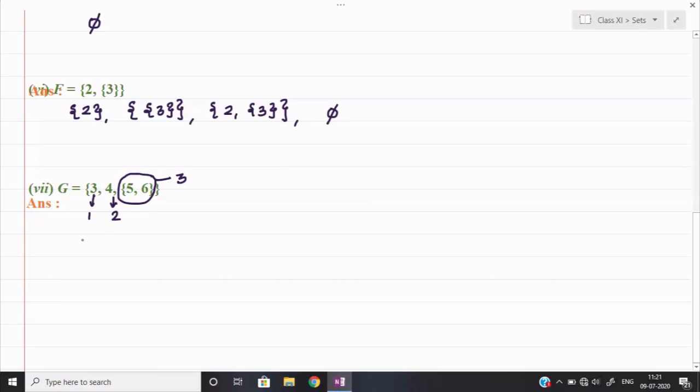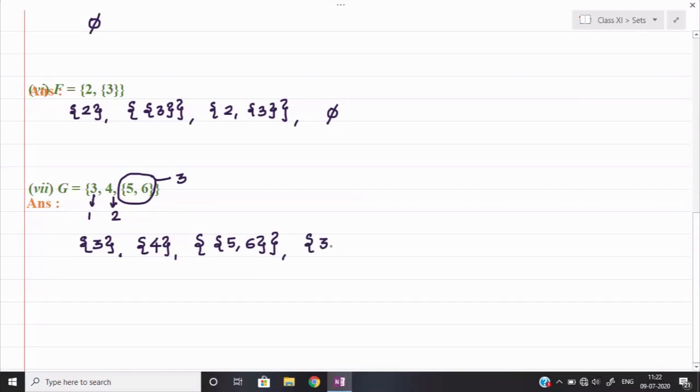First of all, I am taking single elements. So first, for example, I have taken {3}, this is one of the subsets. Then I have taken {4}, this is the second subset. Then I have taken {5, 6}. But remember, since {5, 6} is along with the curly bracket, here we have to apply the curly bracket 2 times. Okay, then I will make pairs of the elements.